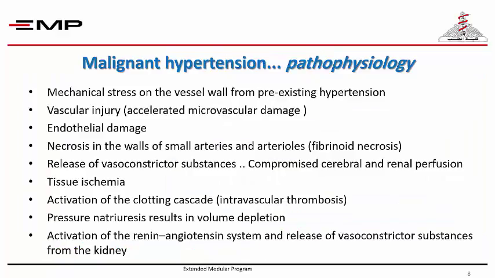The pathophysiology of malignant hypertension is mechanical stress on the vessel wall from pre-existing hypertension, causing vascular injury and accelerated microvascular damage and endothelial damage, necrosis in the walls of small arteries and arterioles called fibrinoid necrosis, release of vasoconstrictor substances, compromised cerebral and renal perfusion, tissue ischemia, activation of the clotting cascade with intravascular thrombosis, and pressure natriuresis resulting in volume depletion and activation of the renin-angiotensin-aldosterone system and release of vasoconstrictor substances from the kidney.